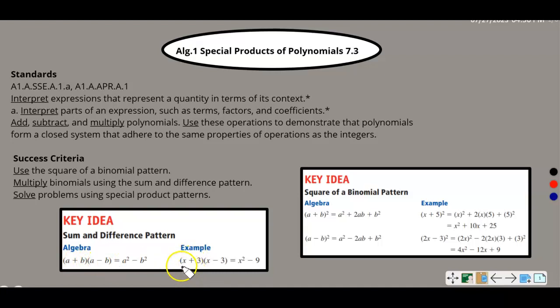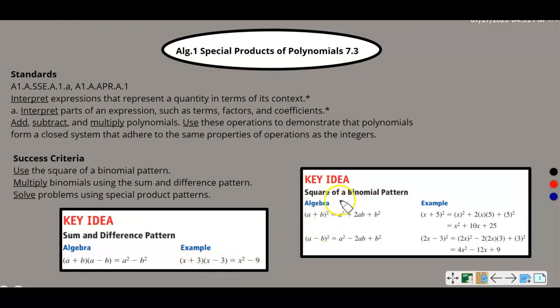Here's an example. x plus 3, x minus 3. Same binomial, different sign in the middle. So the middle terms cancel, and that leaves you a squared minus b squared. x times x is x squared. 3 times negative 3 is negative 9. You don't have to worry about the inside and outside terms.